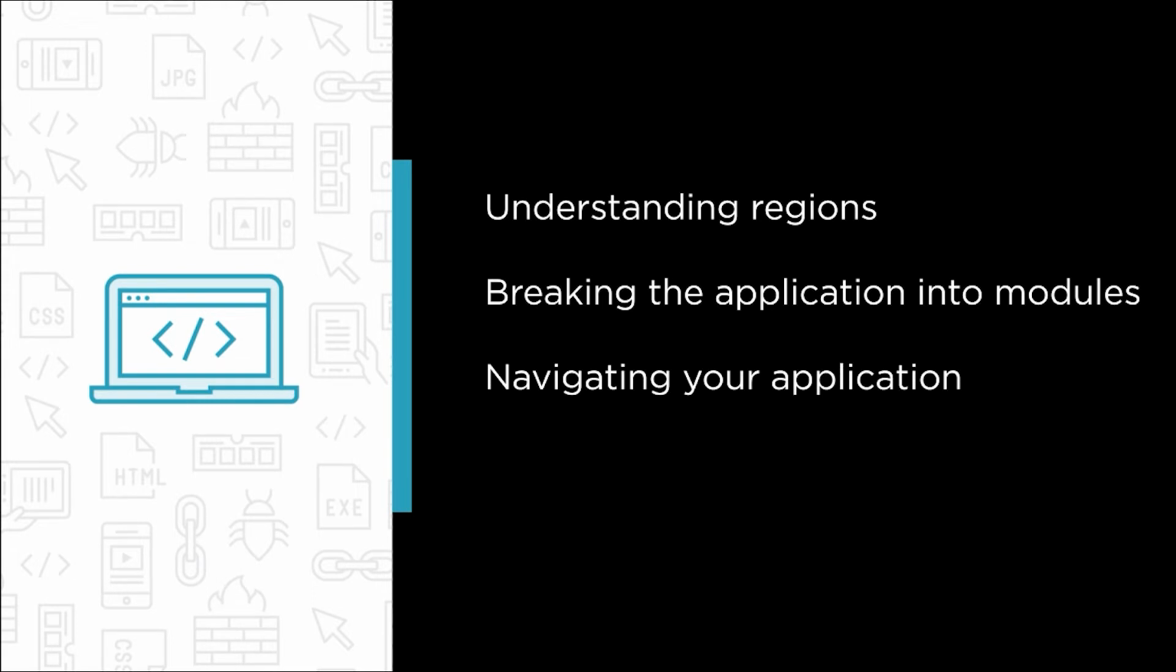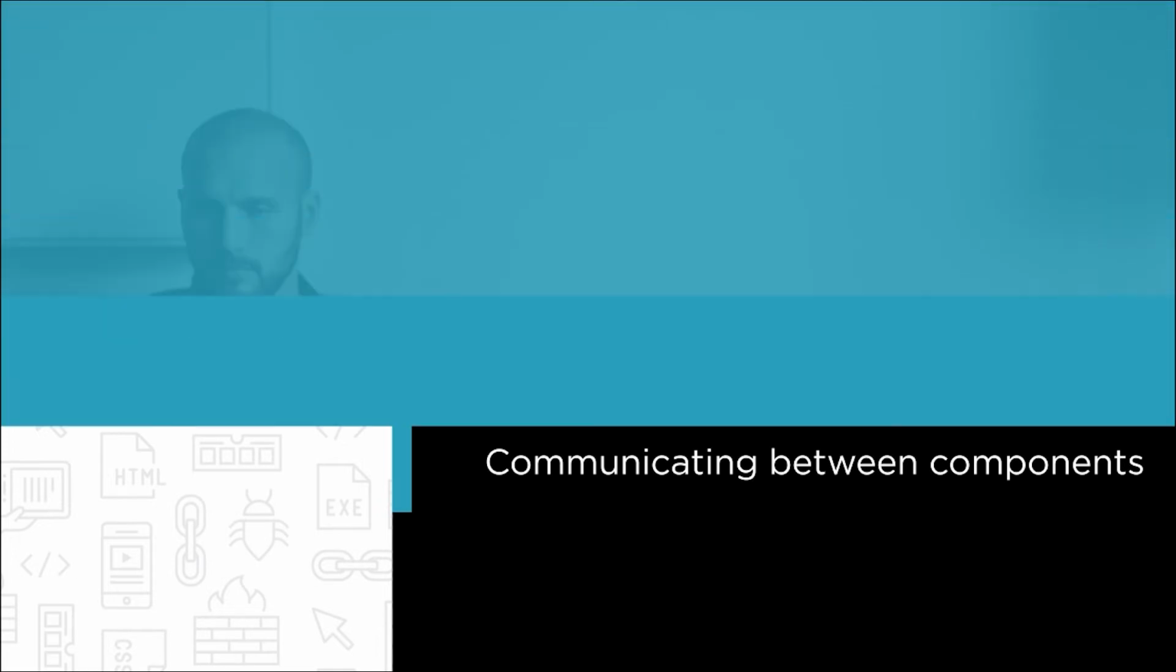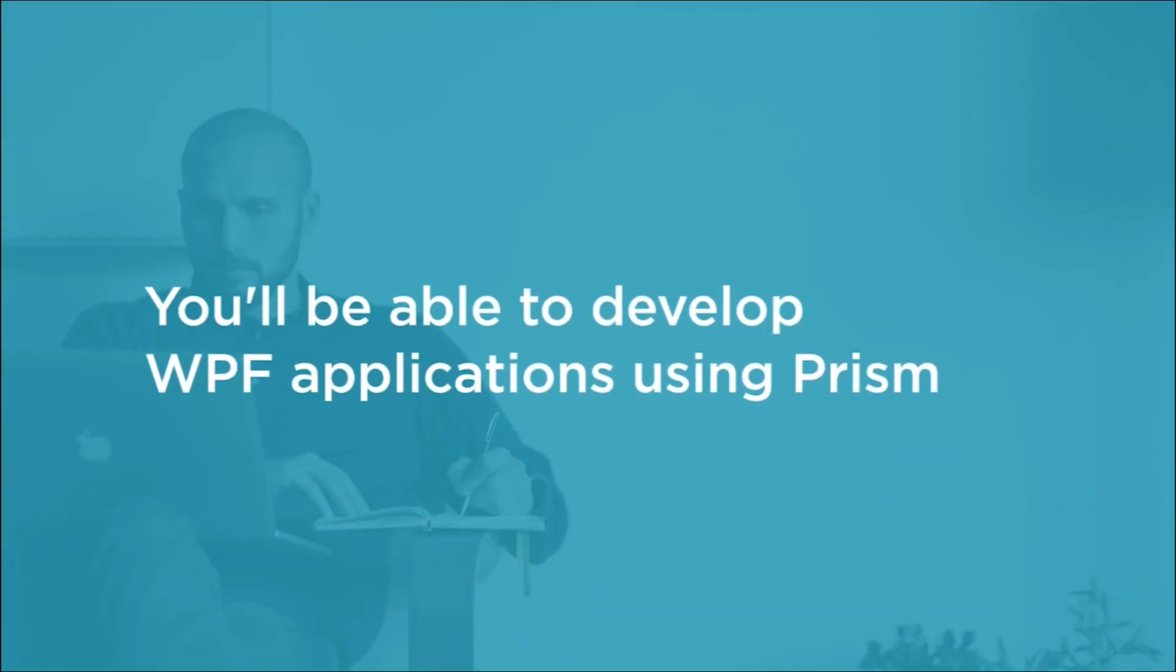We'll learn how we can navigate views in and out of regions within our application by using the region navigation feature shipped with Prism. And finally, we will learn different techniques for communicating between loosely coupled components, such as commanding, event aggregation, and by using a dialog service. By the end of this course, you will have the skills and knowledge of the Prism library needed to develop loosely coupled, maintainable, and testable WPF applications using Prism.